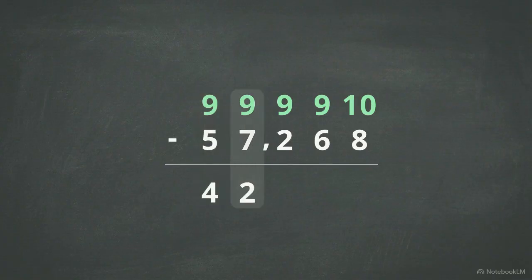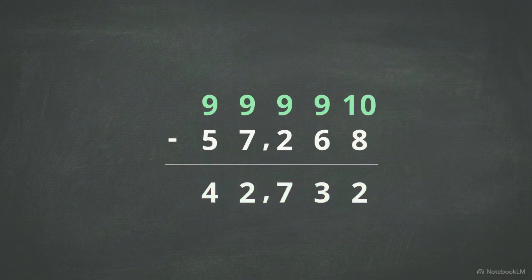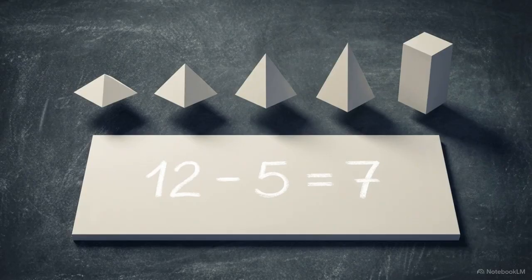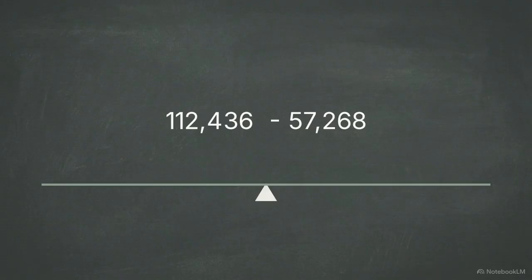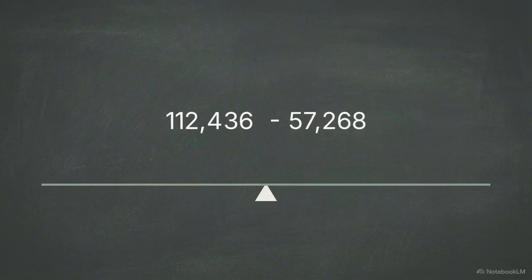9 minus 5 is 4, 9 minus 7 is 2, 9 minus 2 is 7, 9 minus 6 is 3, 10 minus 8 is 2. The complement is 42,732. This hack deliberately shifts the burden away from volatile working memory, relying instead on simple, independent factual recall. To use this complement, we must manipulate the original equation while maintaining a strict mathematical balance.